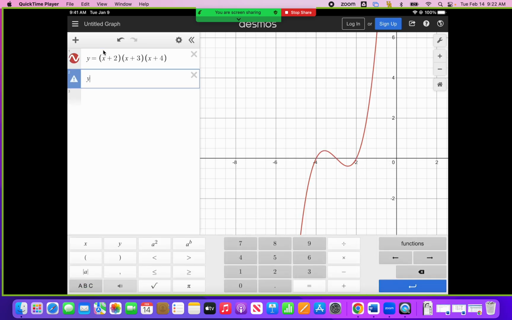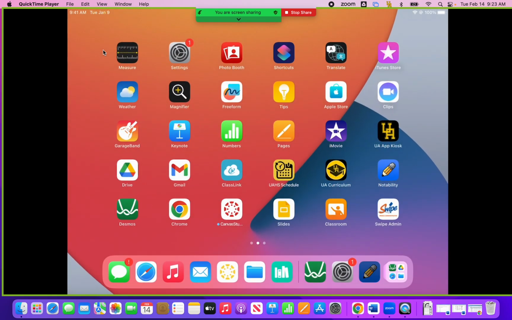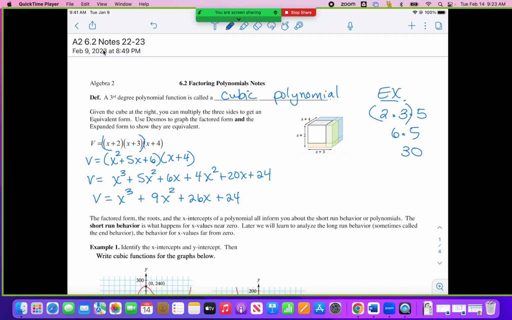I'm going to put the expanded form in now. The x cubed plus 9x squared plus 26x plus 24. Do you see, in fact, it mapped right onto it? They're equivalent, okay? So this is the difference between what we would call general form and factored form. Okay, general form versus factored form.